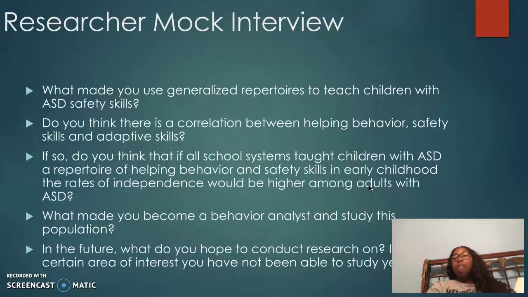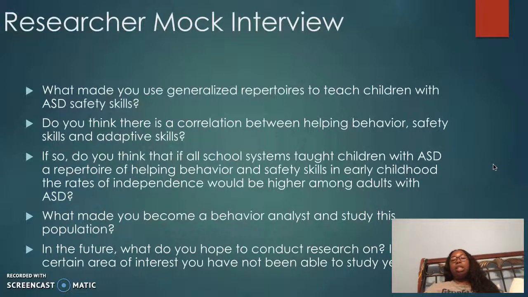And if there is a correlation, do you think that if all school systems taught children with autism a repertoire of helping behavior and safety skills in early childhood, the rates of independence would be higher among adults with autism? So if special education teachers or BCBAs taught children with autism early on different repertoires and categories of repertoires of helping behavior and safety skills, if we did a long term study, would their rates be higher in independence versus children who do not have that early intervention?